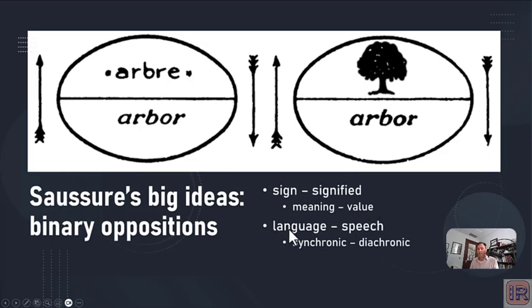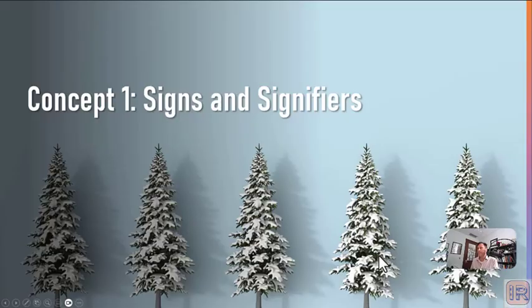A second important distinction that he made, which would transform the study of language and culture in the 20th century, was the distinction between language and speech. And that may sound strange to you, but I promise I will explain it. He also distinguished between the synchronic study of language, which is studying language as a system outside of time, and the diachronic study of language, which is looking at how language changes over time.